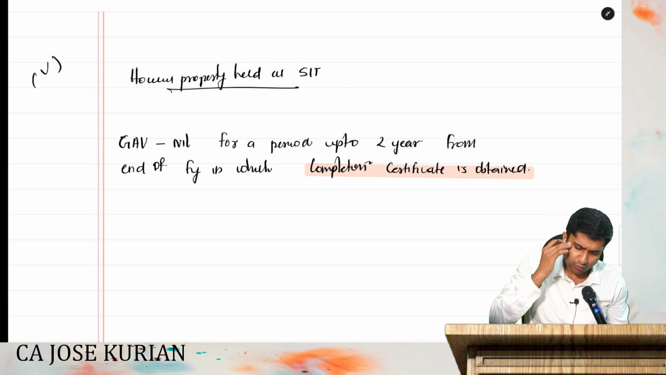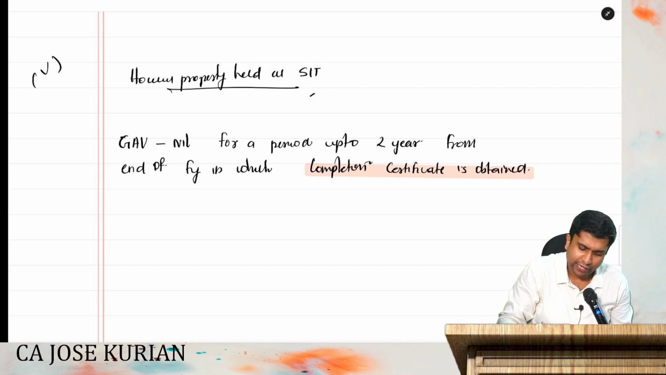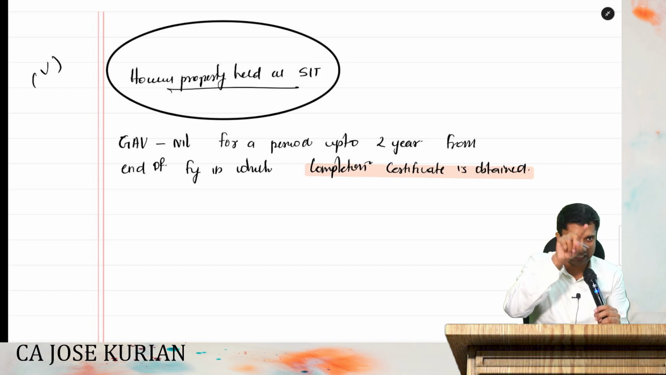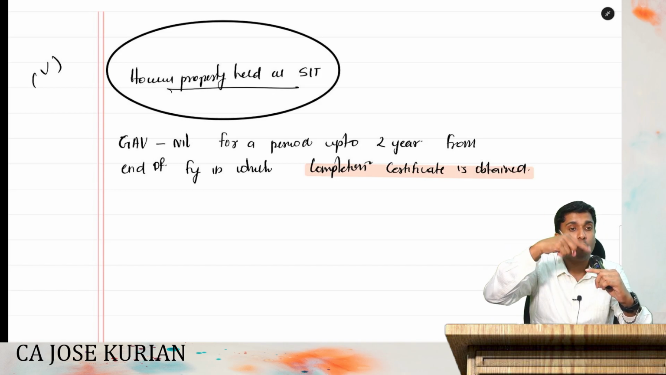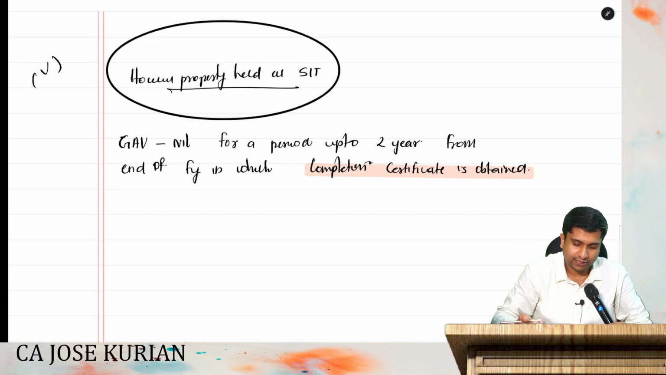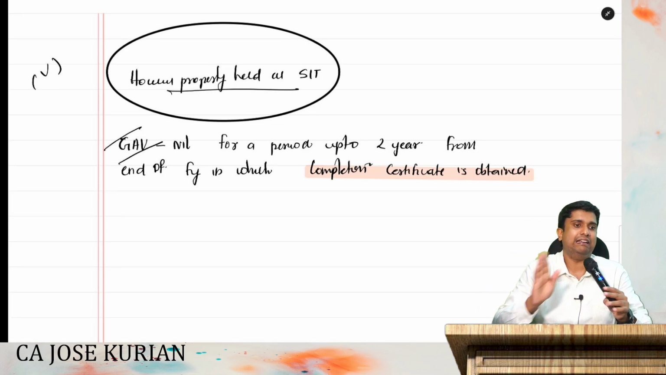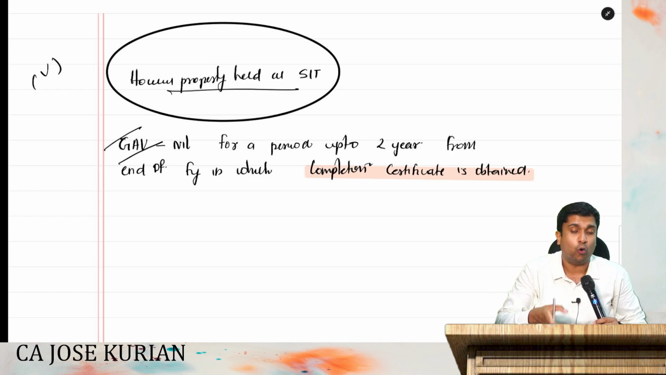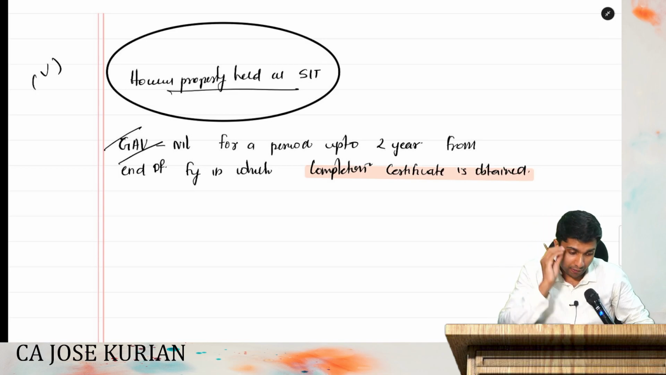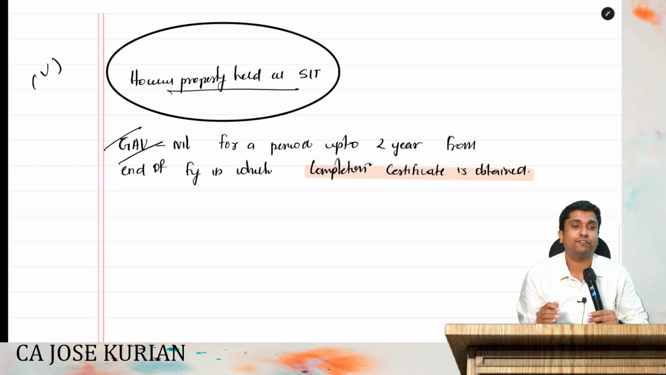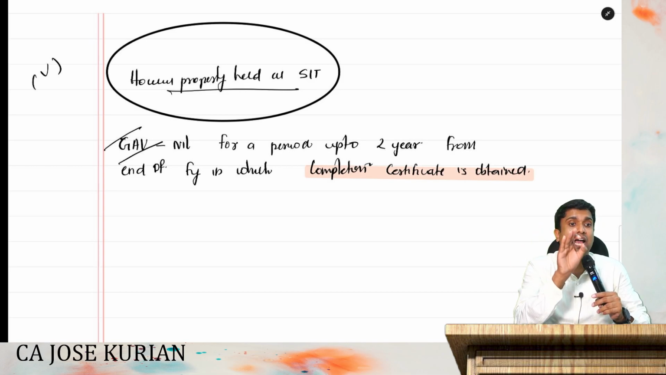Now, what the department says here is, if you have a house property which you hold as stock in trade, then from the year in which you obtain the completion certificate, you can count up to 2 years. For those 2 years, that property's GAV shall be nil. You don't need to compute any value from that particular property because you are holding it to sell it. But there is a problem. After 2 years, expected rent of that property shall be the gross annual value.